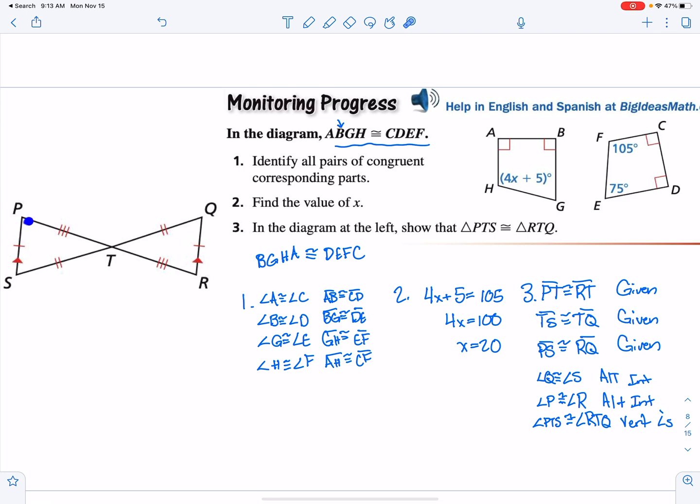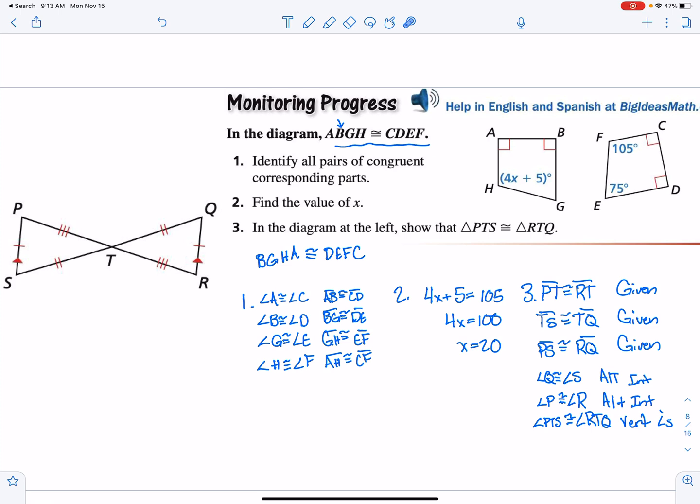So I have the angle P is congruent to angle R by alternate interior. I have Q and S are congruent by alternate interior. And then I have PTS and RTQ are congruent by vertical angles. So that's why I can say those are congruent triangles.